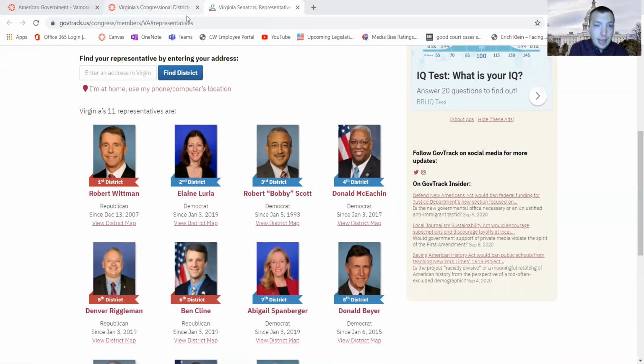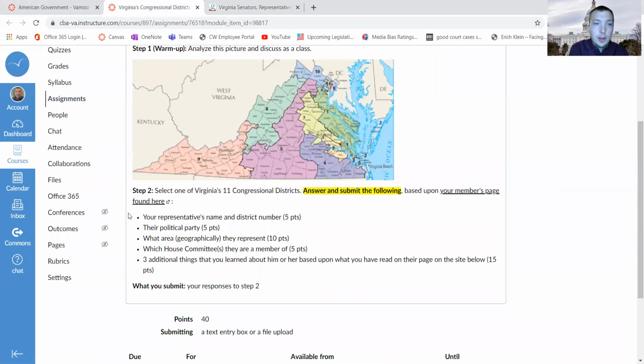And once you've selected a person, I want you to answer and submit the following about them: your representative's name and district number, their political party, and what area geographically they represent. So you might say Northwest Virginia, you might say Southeast Virginia, you might say near DC, you might say completely away from DC. If you're just trying to think of putting all of these pieces together, you could say representing Virginia Beach on the coast. Just give me some level of description.